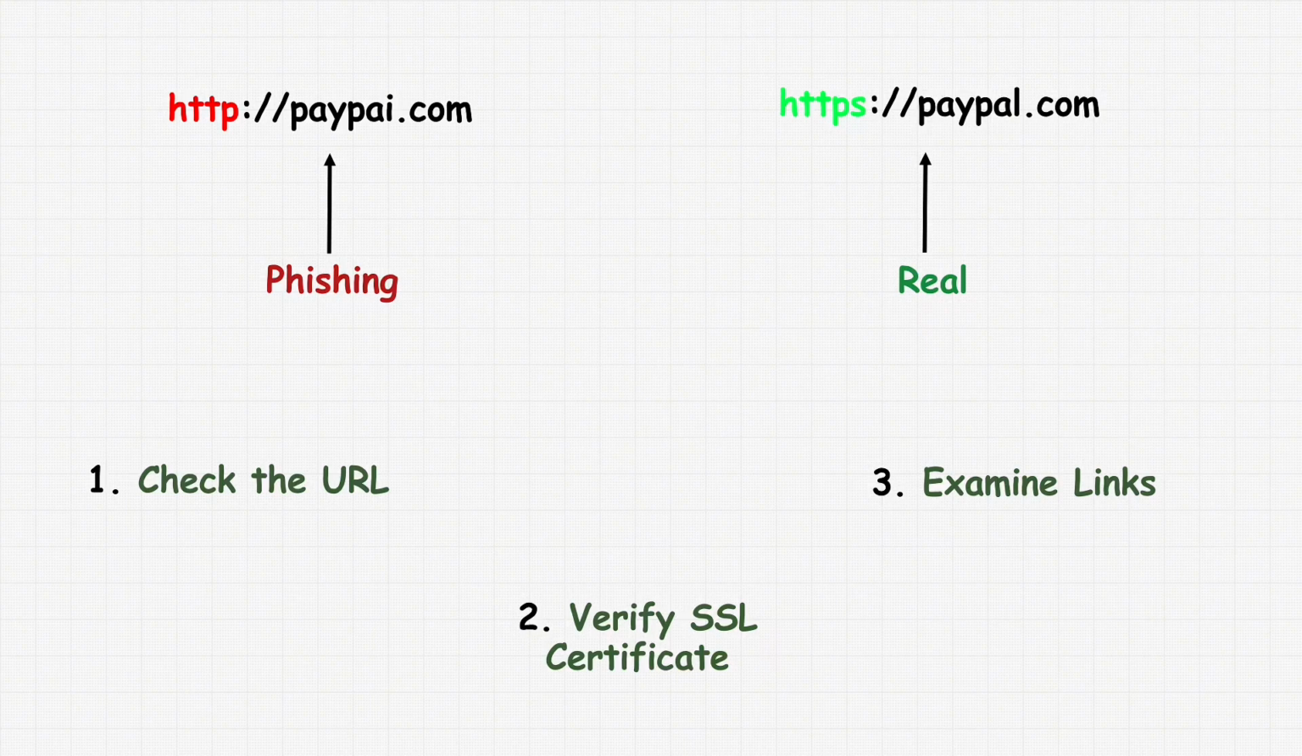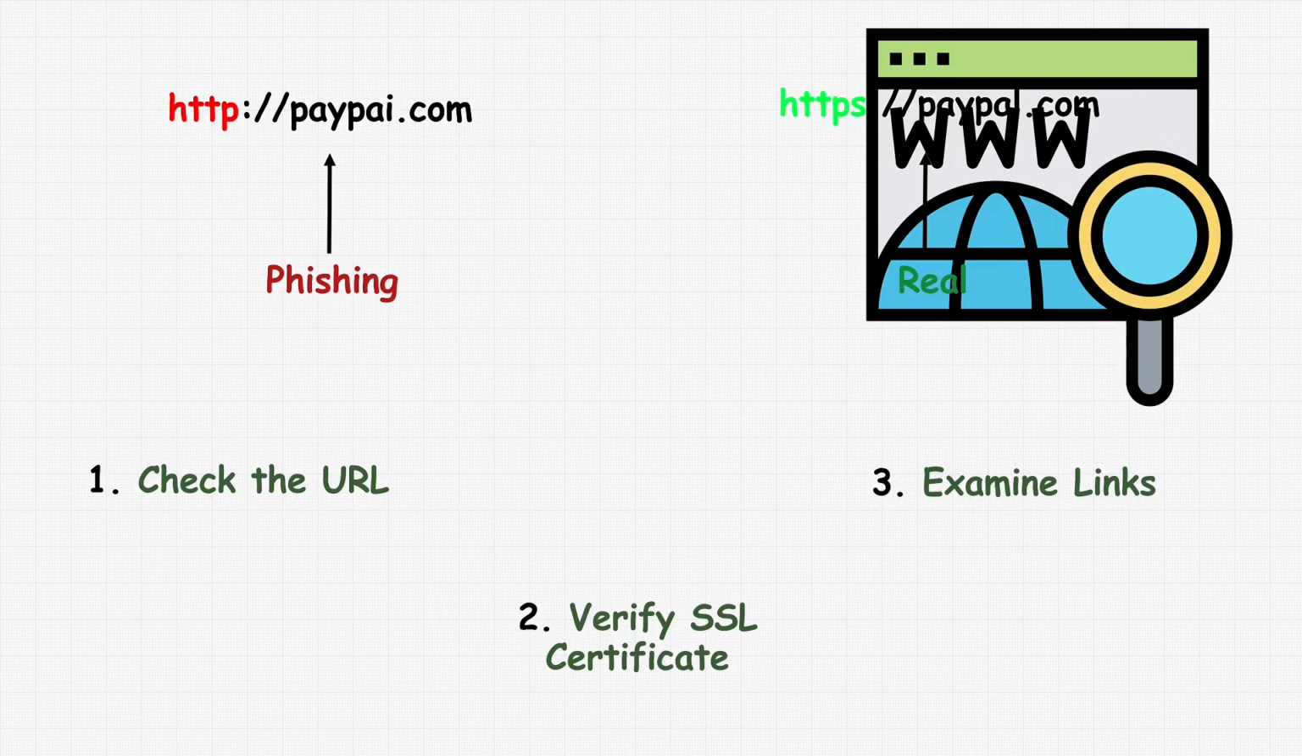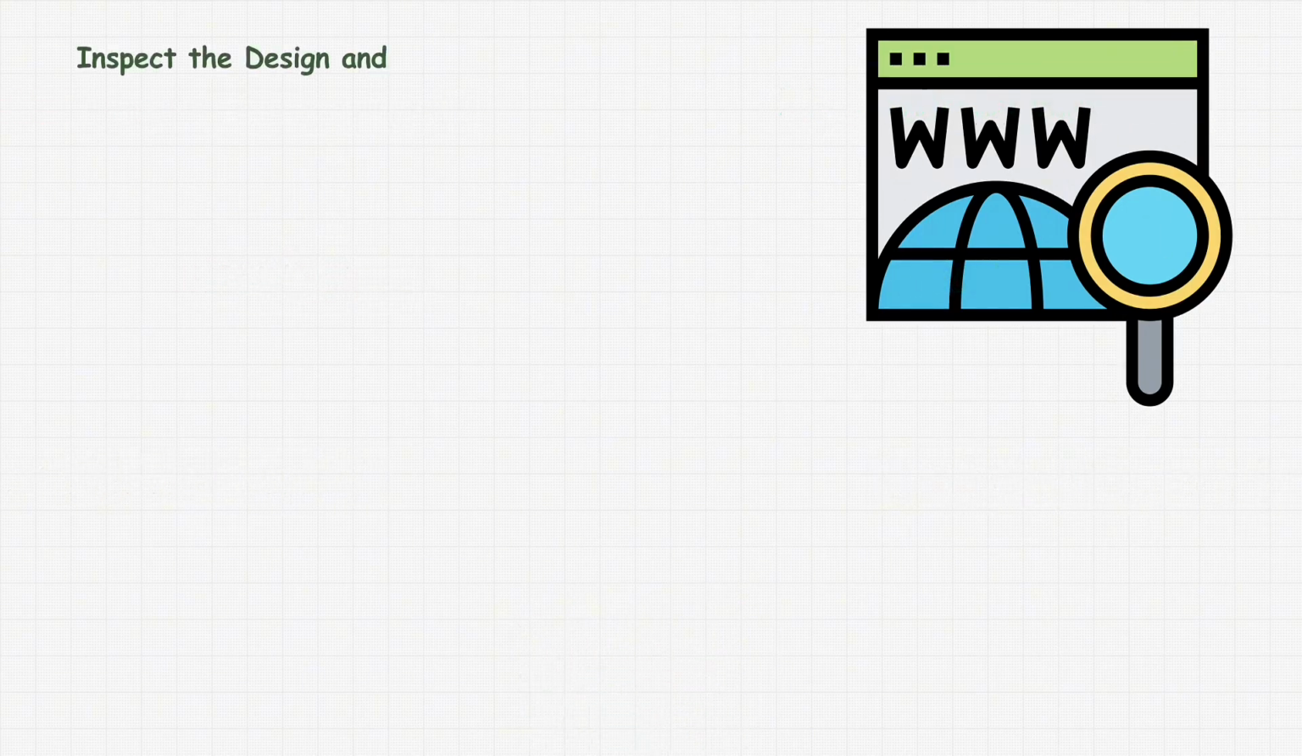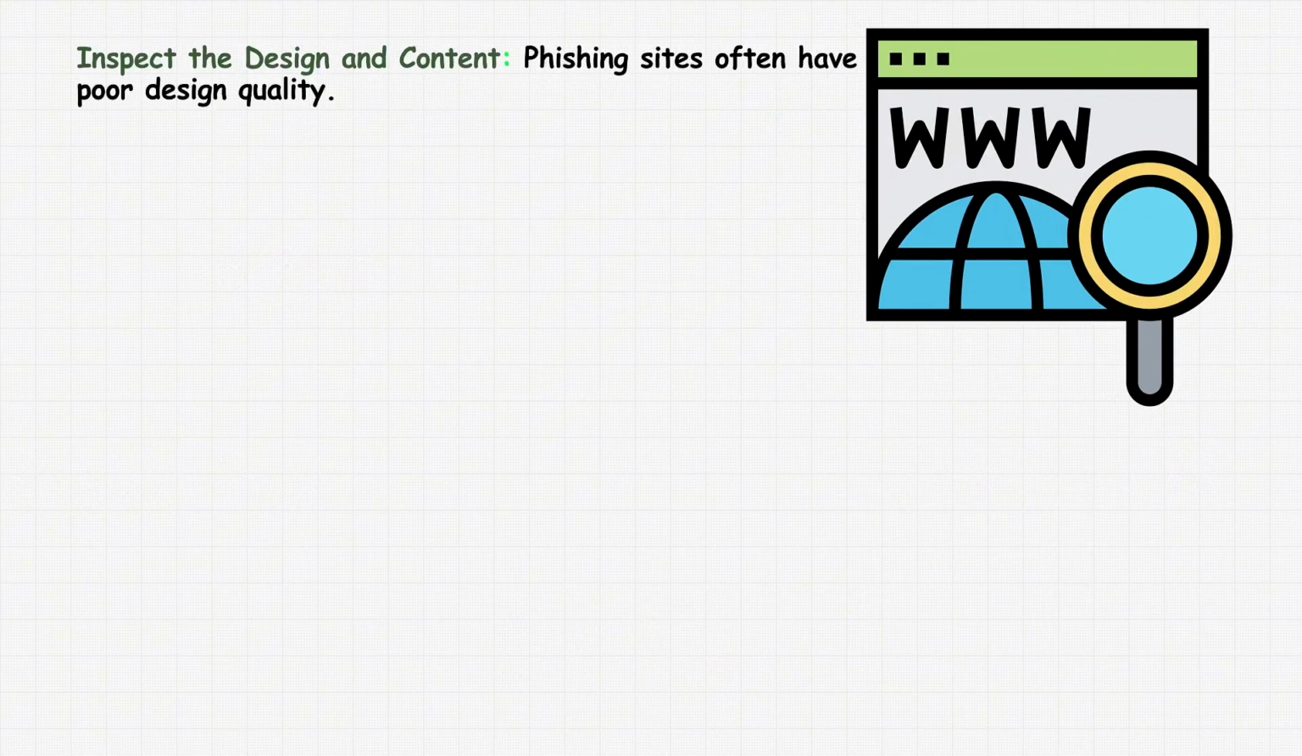For example, if there is a button inside a phishing email that is trying to pretend to be PayPal, and you hover over the button to reveal that the link doesn't lead to the actual PayPal website, this is a good indicator that it is a phishing attack taking place. Now, also inspect the design and content. Phishing websites often have poor design quality, including low-resolution images, grammatical errors, and inconsistent branding. You also want to check for contact information.